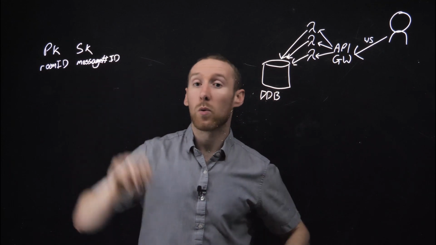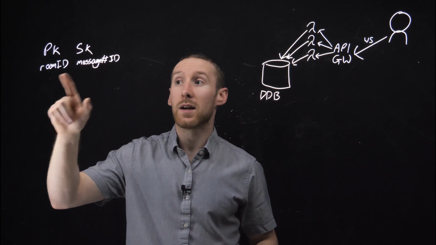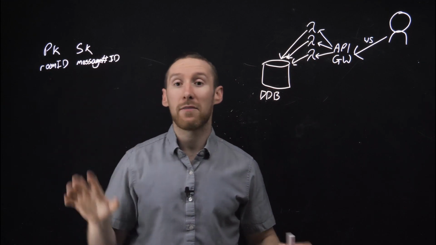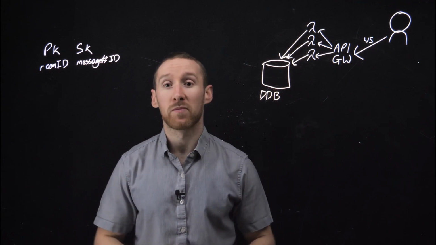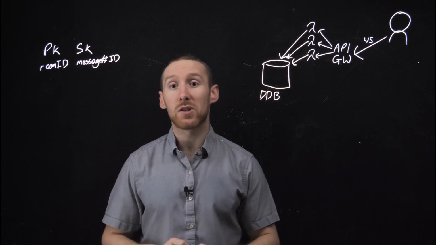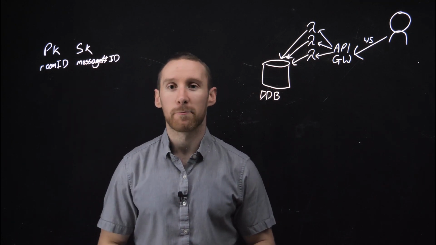That way we can say, get me the partition of room ID and the sort key for every record where the start is message hashtag. This will get us back every message ID, but just the message IDs for that room.